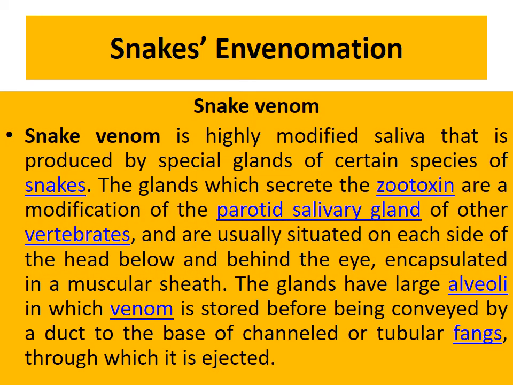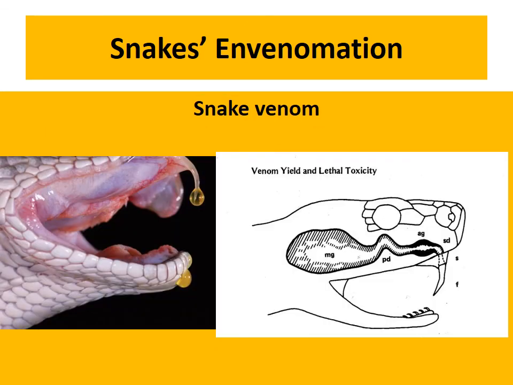The snake venom is highly modified saliva that is secreted by the parotid salivary gland, which is modified too and located on each side of the head of the snake below and behind the eye. The gland which secretes the venom is surrounded by muscles and connected to a duct which pours inside a canal or groove inside the fangs by which the snake bites. When the snake bites, the muscles surrounding the gland contract and squeeze the gland to pass the venom from the gland to the duct to the fangs to the patient's body.